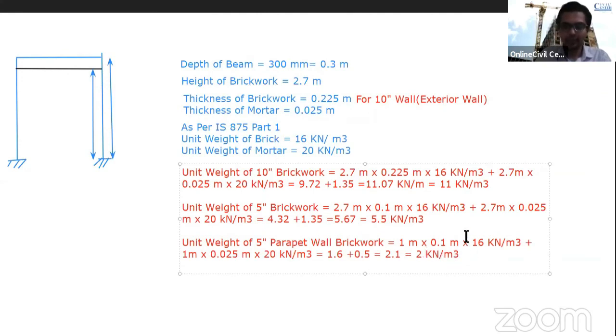Basically, these are the loads which we apply, as we have seen in many videos of Tekla Structural Designer and StatPro, where we take the live loads and also the dead loads for the various members. After watching this video, I hope the concept got clear: how to calculate the unit weight of 10-inch brickwork, 5-inch brickwork, the brickwork of a parapet wall, or any brickwork which will be given to you, so that you can calculate the values properly and then insert them in the software.